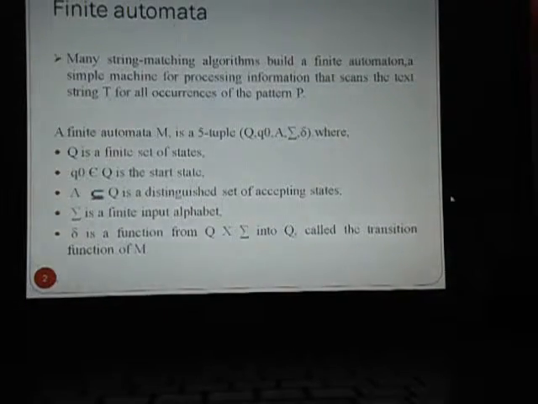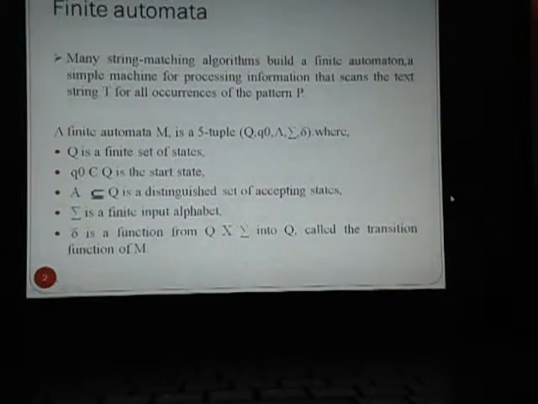A finite automaton can be denoted as M, which is a 5-tuple represented as (Q, q0, A, Σ, δ), where Q is a finite set of states, and q0 belongs to Q, which is the starting state, and A is a subset of Q, which is a distinguished set of accepting states, and Σ is a finite input alphabet, and δ is a function from Q × Σ into Q, called the transition function of M.